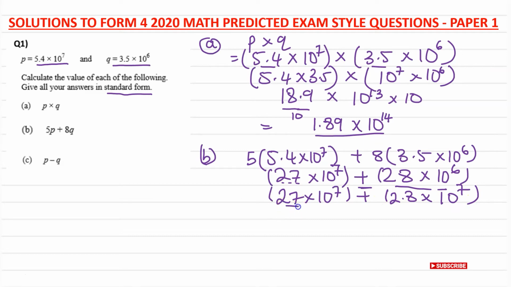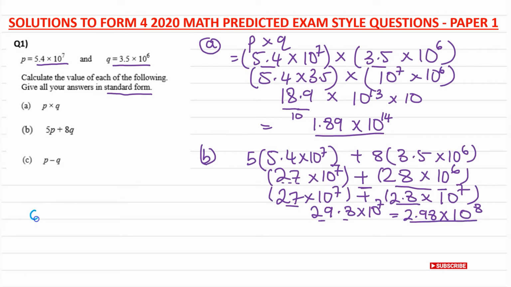So all I need to do is just add these two. So 27 plus 2.8, that's going to be 29.8 times 10 to the power 7. Now, is this my final answer? Are these numbers here 1 to 9? No, way too big. So I need to divide this 29.8 by 10, so that's going to give me 2.98 times. Now because I divided by 10, I need to add one more to the power of 10, so that's going to be 2.98 times 10 to the power 8. So this is your final answer.